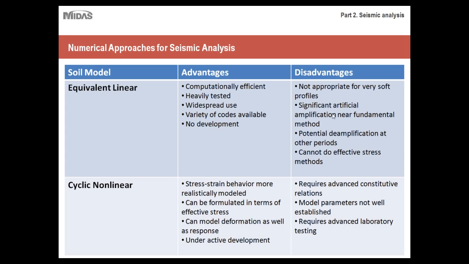Also, there's significant artificial amplification near fundamental modes. For example, I'll show you a time history graph later on, but the main point to get across is that with equivalent linear analysis, you're making several assumptions, which, depending on the scope of your project, may or may not have a negative effect upon it. Just keep in mind that equivalent linear analysis is used for simpler, more straightforward projects, maybe like low seismic zones, where these assumptions wouldn't harm your project, whereas for more complex projects and higher seismic zones, you'd have to use a more complex model, which is the cyclic nonlinear model.